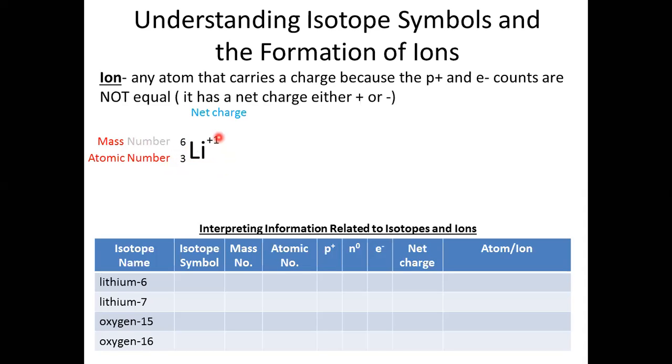This other number over here on the right is what we would call net charge, which means this is actually an ion now, not an atom. And an ion carries a charge, like it says, because the proton and electron counts are not equal. So we'll take a look at that in a moment. So net charge, if there is one, will be up here on the top right corner.